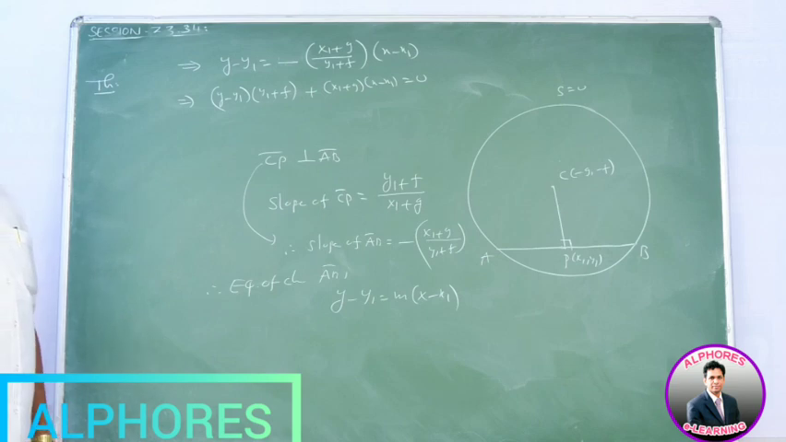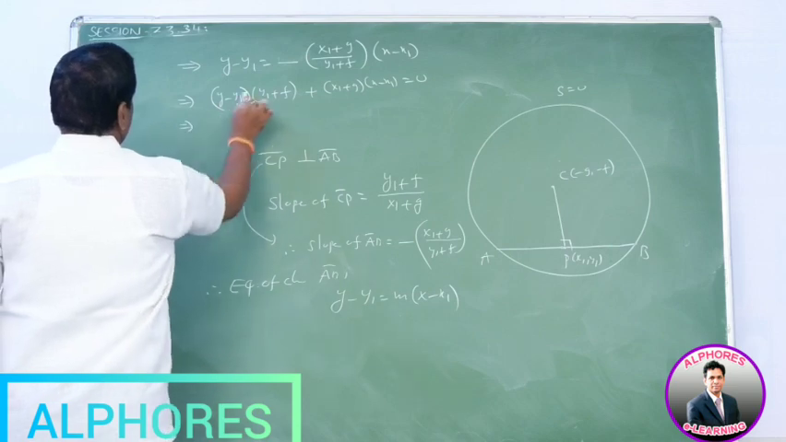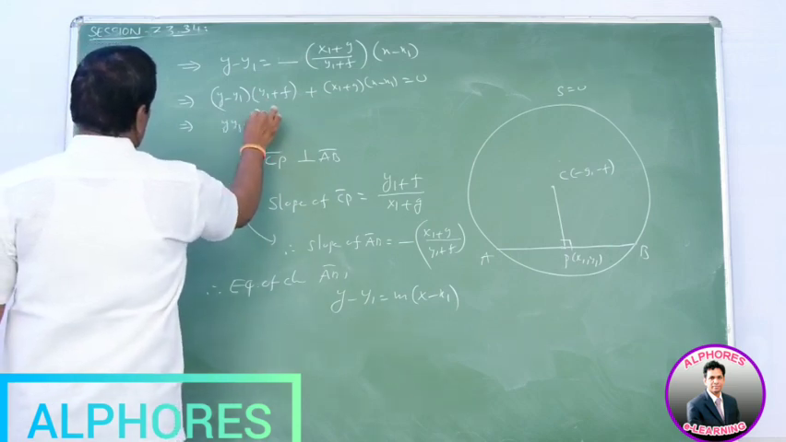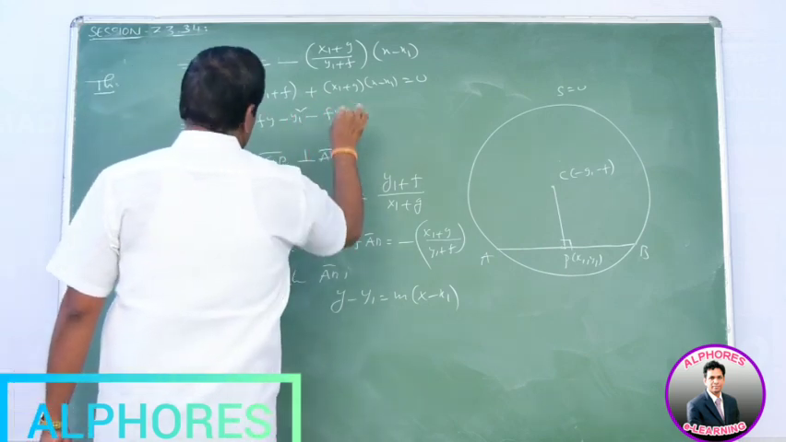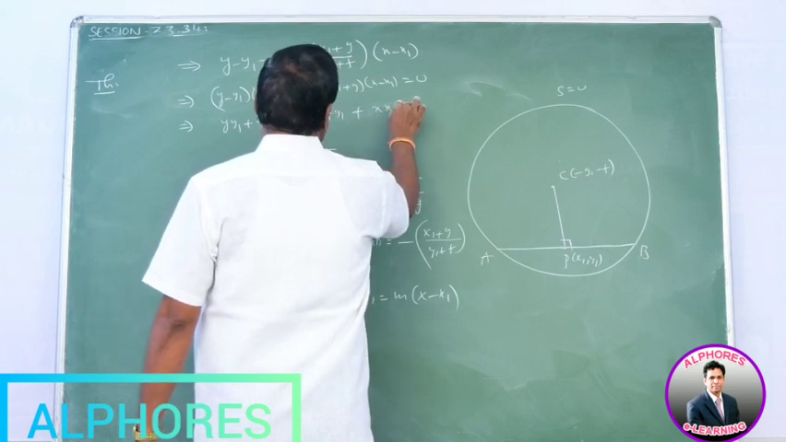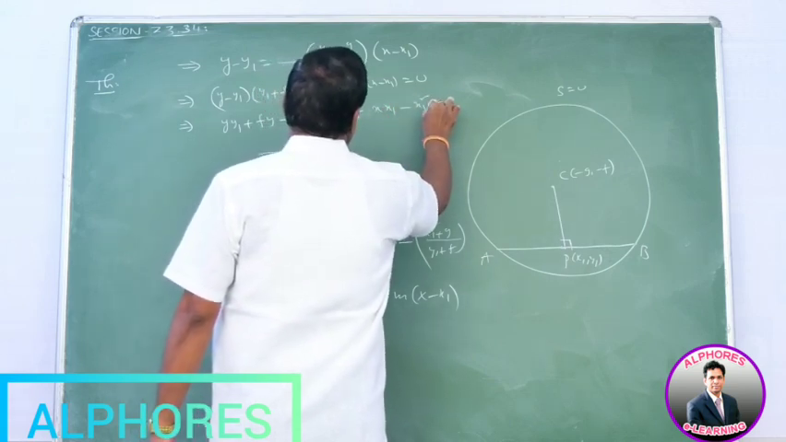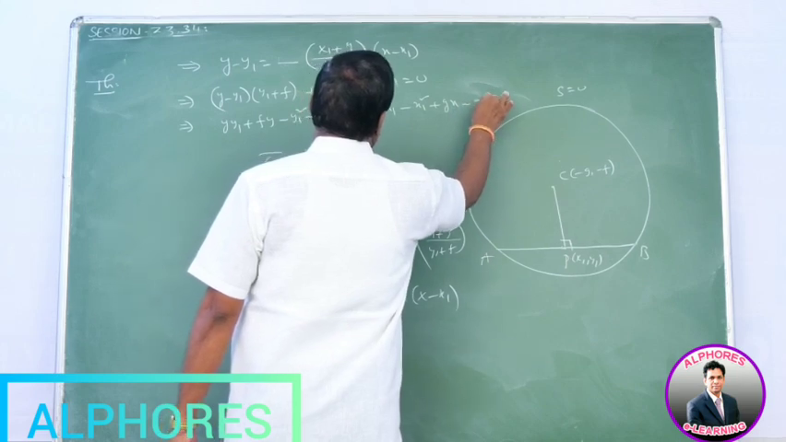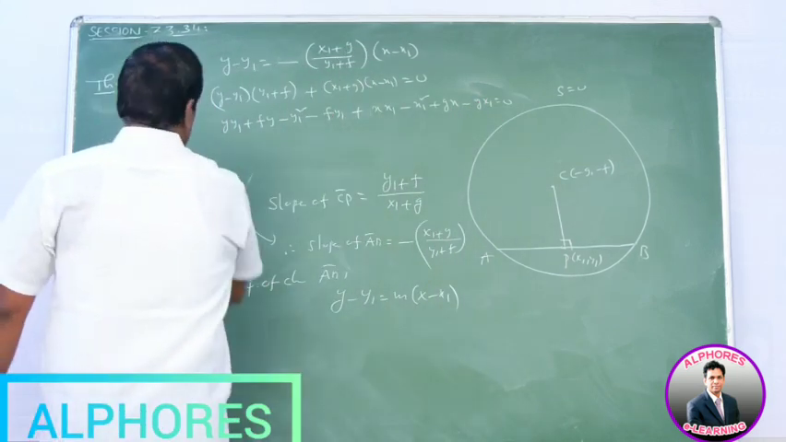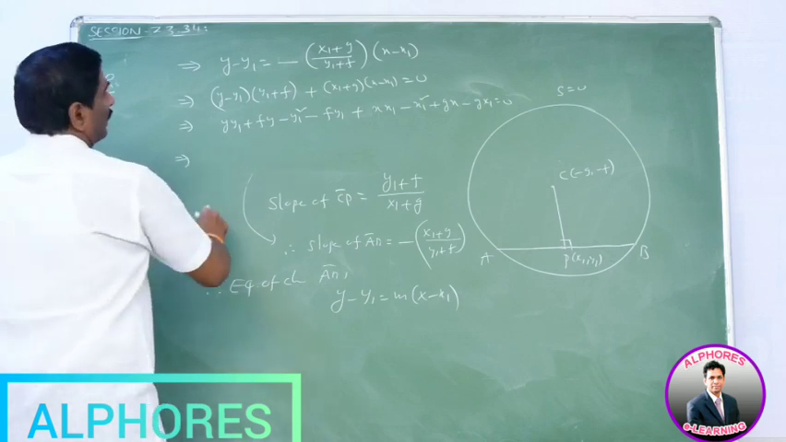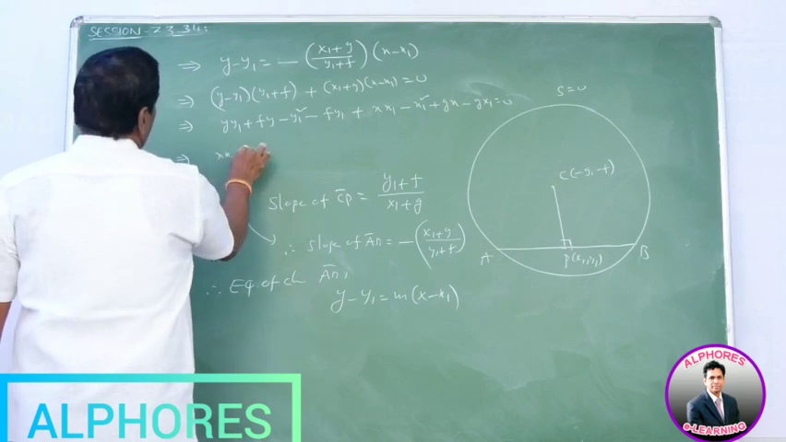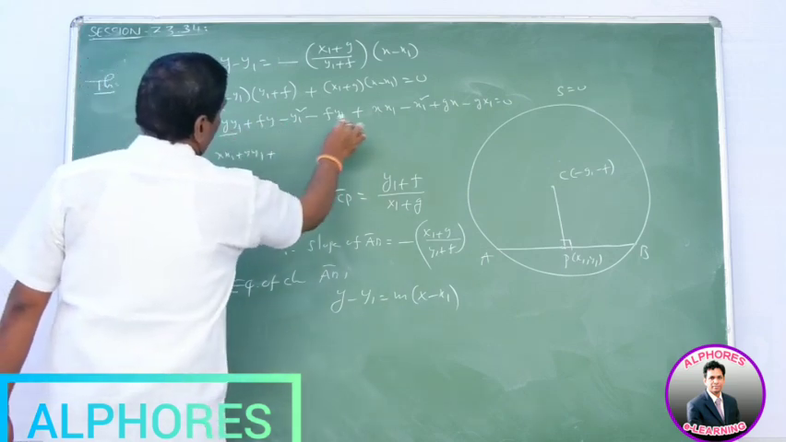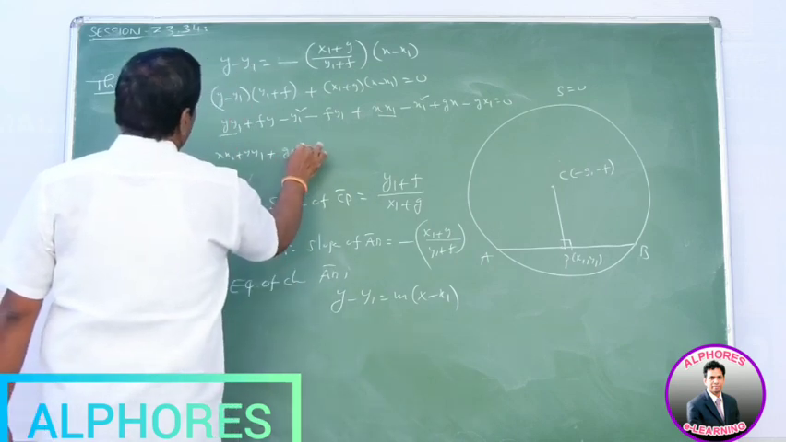After simplification we get the equation of the chord is S1 = S11. Here y y1 plus f y minus y1 square minus f y1 plus x x1 minus x1 square plus g x minus g x1 is equal to 0. After rearranging these values, move the negative values to the RHS. We consider only positive values: x x1 plus y y1 plus g x plus f y.